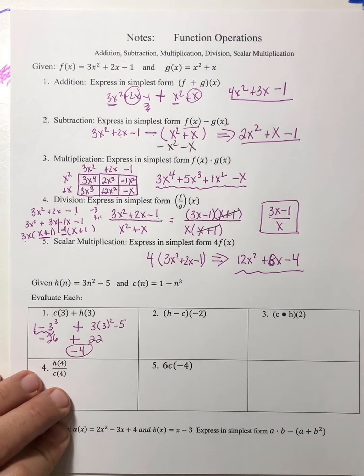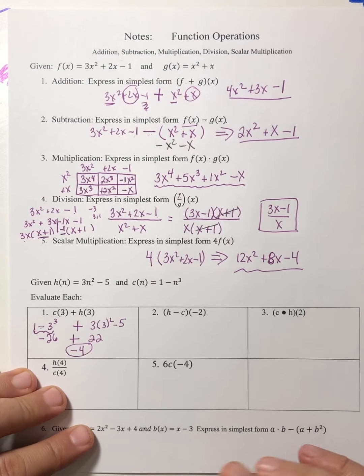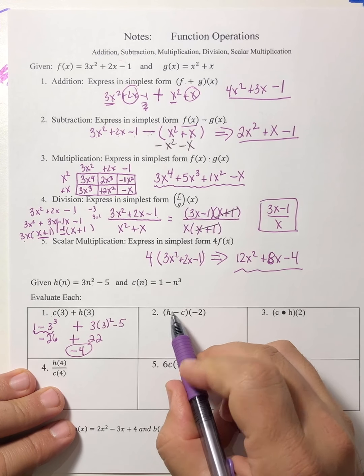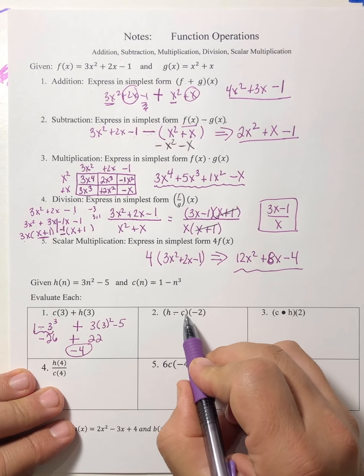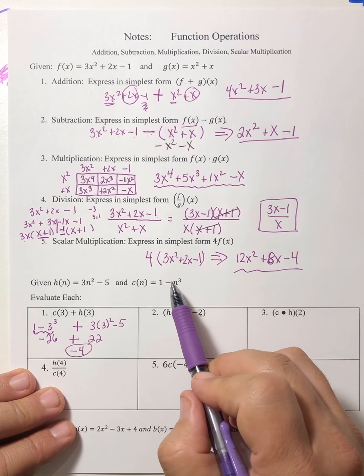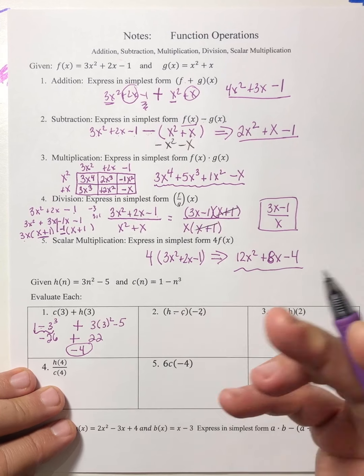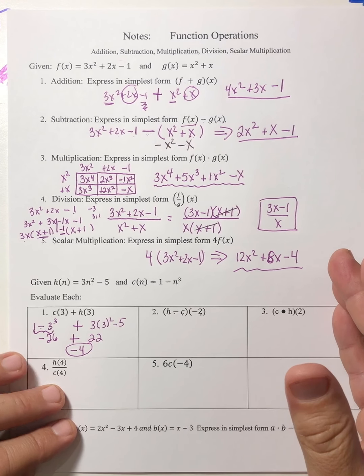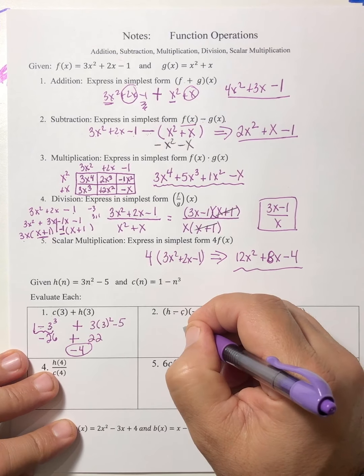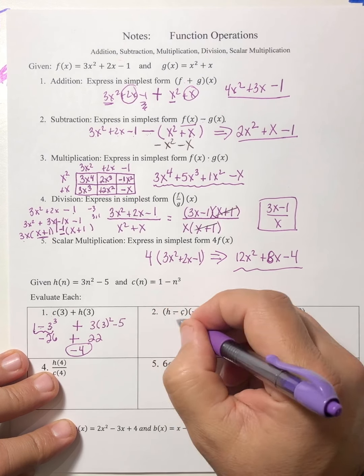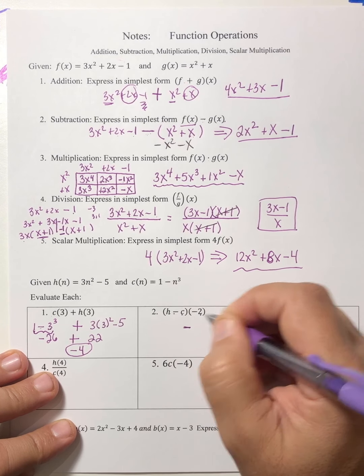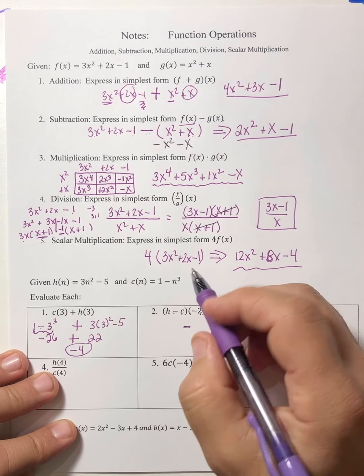Sorry for my sinuses. All right, next one. This says h minus c of negative 2. So again, we can combine first and then plug in negative 2, or else just plug in negative 2 and then just subtract the results. That's all I'm going to do. Big fat minus sign. So I'll put the h side over here. I'll put the c side here, so the order in which we do them matters.